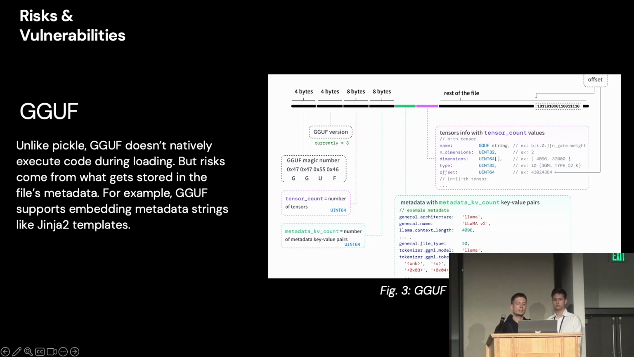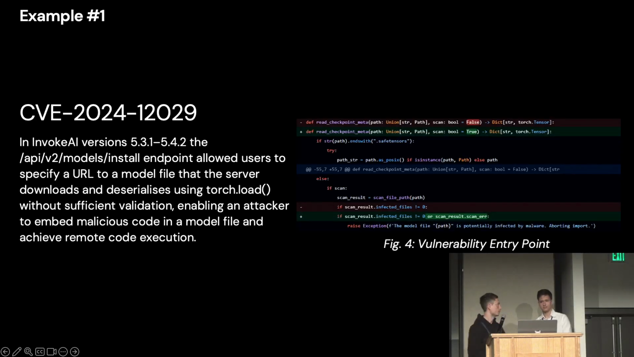So if your application loads and renders the metadata directly, especially using template engines like Jinja, which my colleague is going to show later, it will effectively execute the code created by the attacker. So think of it as delayed execution. Pickle attacks happen when you load the file, and GGUF attacks happen when you use it. So I'll let Denis continue.